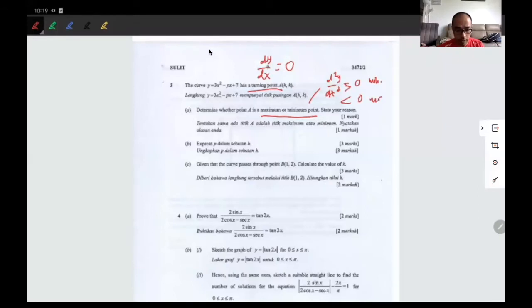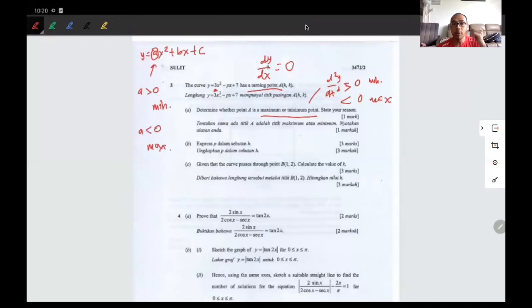Hold on, let me just see if this is a differentiation or quadratic function question. Oh, okay. Yeah, it's a differentiation question. Okay, so another one that also tells us whether it's a minimum or maximum is this one. This number over here. Okay, y equals ax squared plus bx plus c. Kan? This number over here tells us whether it's minimum or maximum. If it is a positive number, okay, then it is a minimum graph. If it is a negative number, then it is a maximum graph.